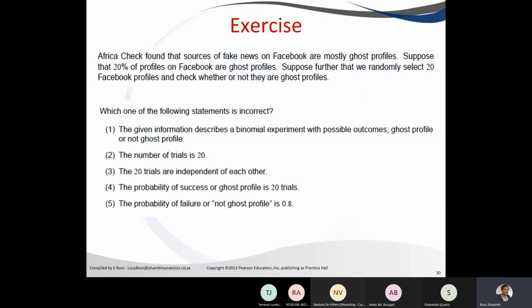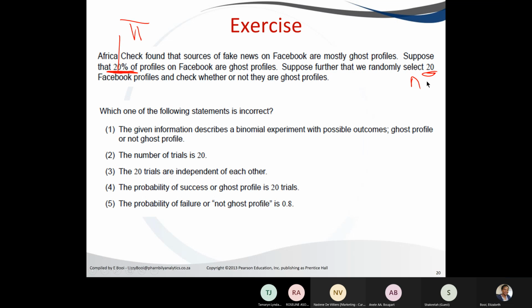They don't require you to do any calculation. It's just a theory question to see if you understand everything about the binomial distribution. The first thing that you need to realize is they give you 20%, which means this is your probability of success, regardless of whether they're talking about ghost profiles or not. They will also tell you how many trials you ran. So the question is asking you, which one of the following statements is incorrect?